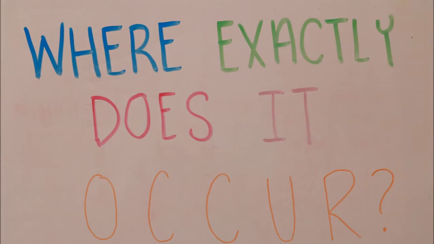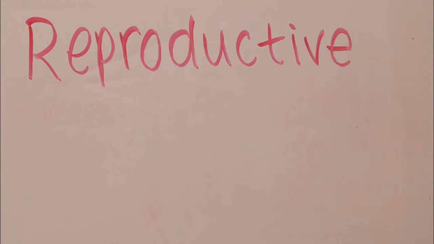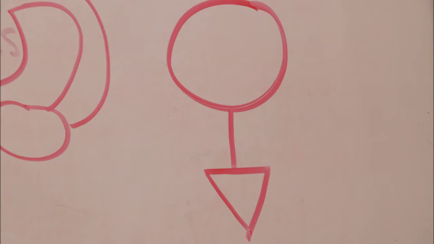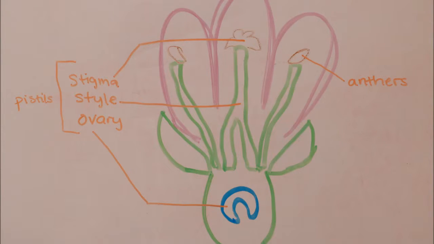However, where exactly does it occur, you ask? It occurs in the reproductive tissue. In male animals, it occurs in the testes, in ovaries for females, and in anthers and pistils in plants.